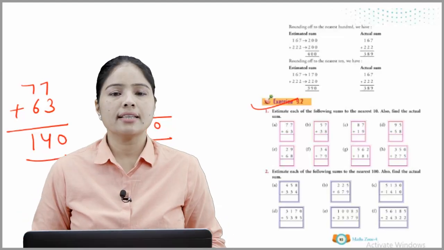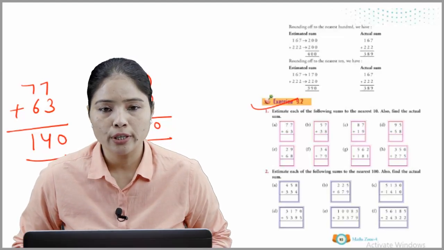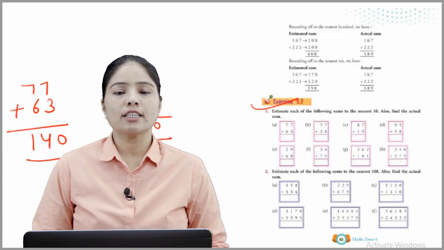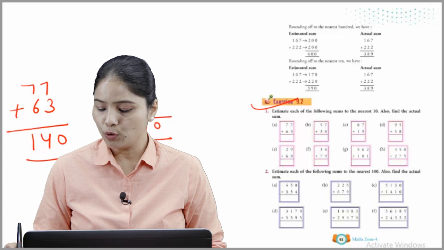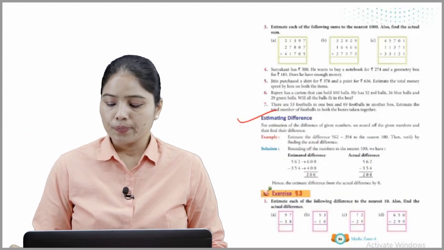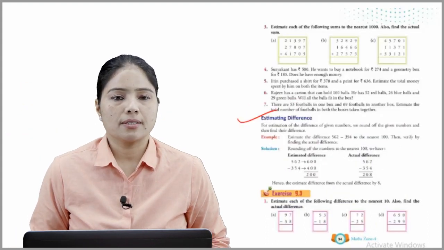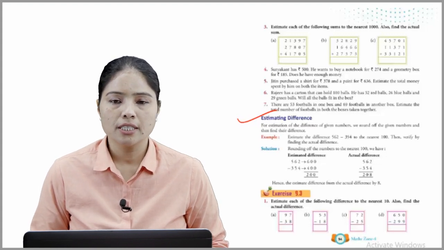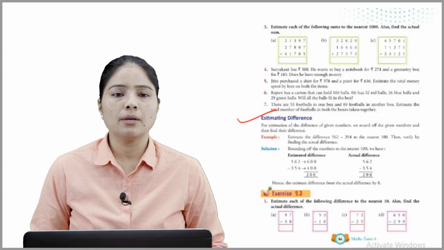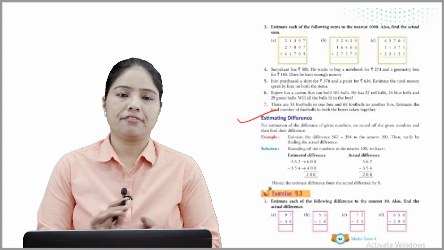सो बोथ द आंसर इज सेम. ओके आई होप यू अंडरस्टूड वेल. सो दीज आर द अदर क्वेश्चंस, यू हैव टू फिल इट योर ओन बेटा. ओके डू इट योर ओन. सो नाउ मूव ऑन नेक्स्ट वन विच इज एस्टिमेटिंग डिफरेंस. फॉर एस्टिमेशंस ऑफ द डिफरेंस ऑफ गिवन नंबर्स, we round off the given numbers and then find their difference.